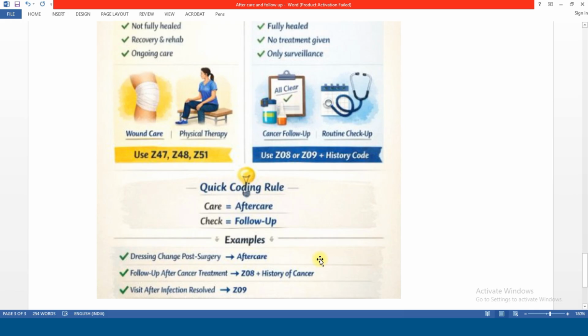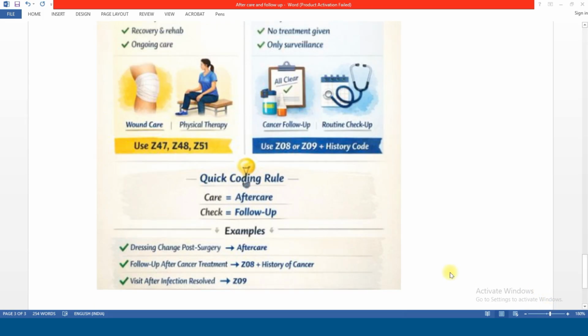As we discussed, these are the examples. Dressing change post surgery, aftercare. Follow-up after cancer treatment, Z08 plus history of cancer. Visit after infection resolved, Z09. So like this, we need to understand aftercare and follow-up codes. If you still have doubts, please mention them in the comment section. And the answer to our previous question is Z08. As the patient has breast cancer and now came in for follow-up, we need to use Z08 plus Z85.3.